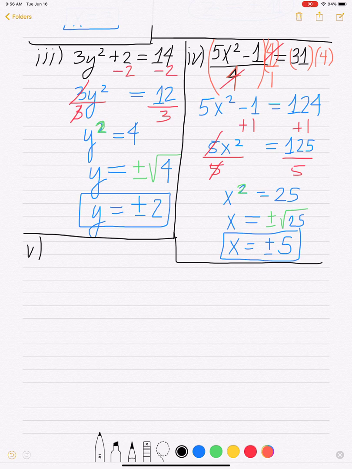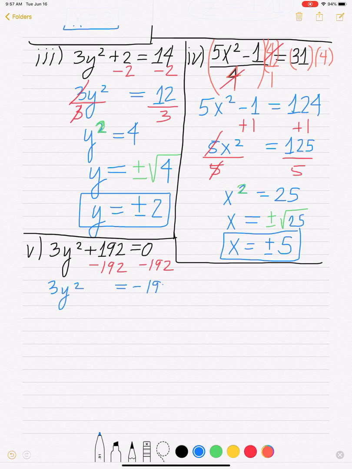How about we got 3y squared plus 192 equals 0. So let's get this in the standard form for a power equation where we got y to a power equals a number. First I want to get rid of the 192 that's added, so I'm going to subtract 192. It's going to leave me with 3y squared equals negative 192. Now we want to get rid of that multiplication by 3 on the front of the y squared, so we're going to divide both sides by 3.